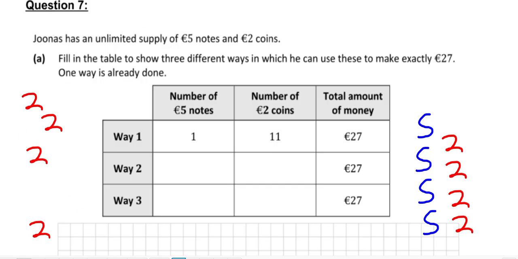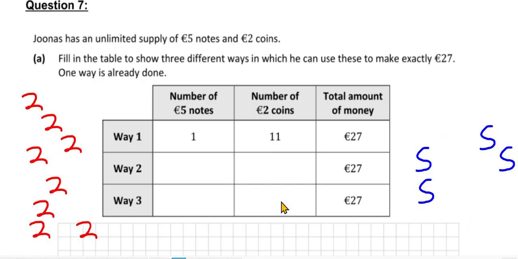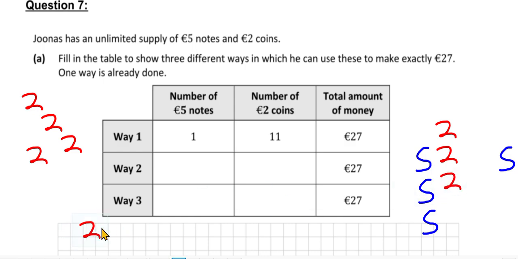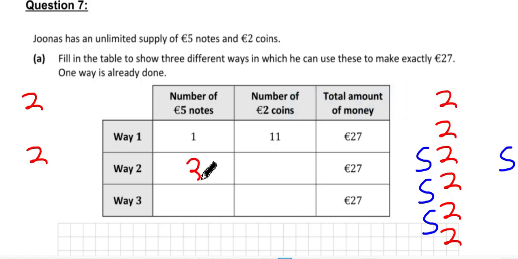So we'll go back again. And I'll go, okay, this time I'm going to take 3 fivers. What's 3 fivers? And then 15, 17, 19, 21, 23, 25, 27. How many fivers is that? How many €2 coins? 6. You alright with that?